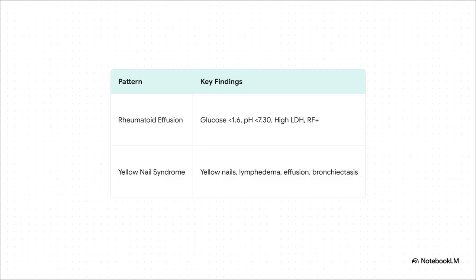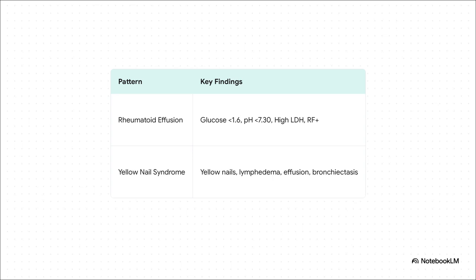And while we're talking about fluid logic, there are a couple of highly specific, named diagnostic patterns you really should recognize instantly. A rheumatoid effusion, for instance, has a uniquely distinctive signature. You'll see a rock-bottom glucose below 1.6, a low pH below 7.30, incredibly high LDH, and get this, rheumatoid factor, floating right in the fluid itself.